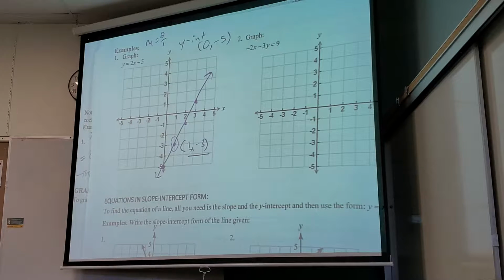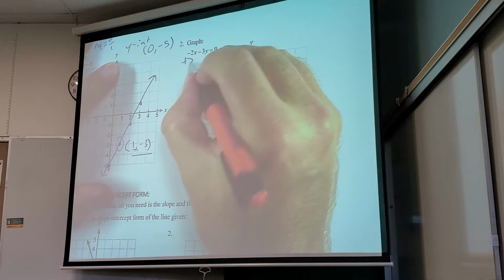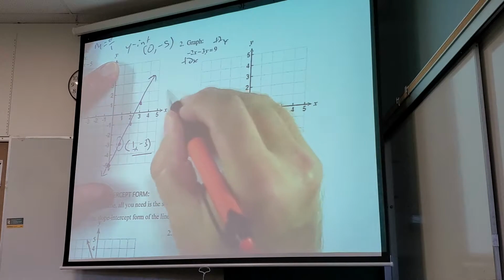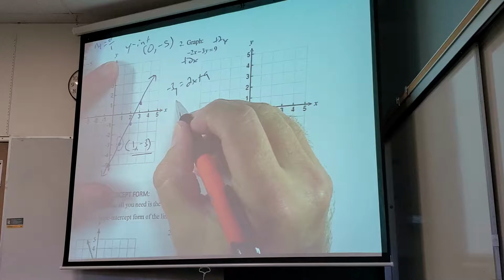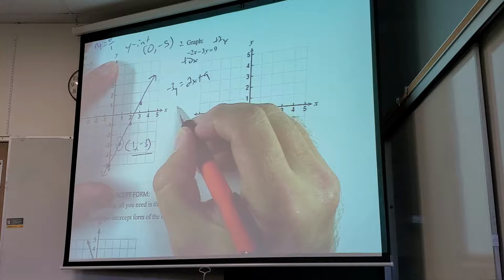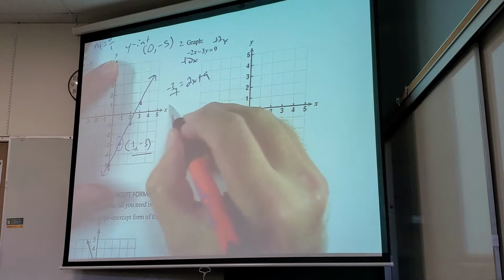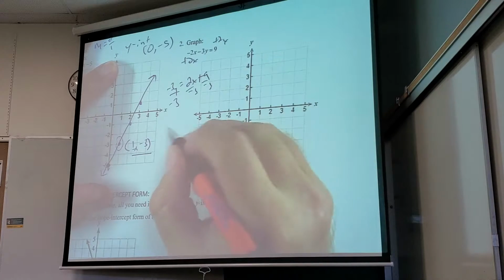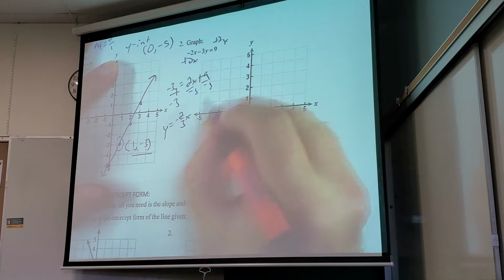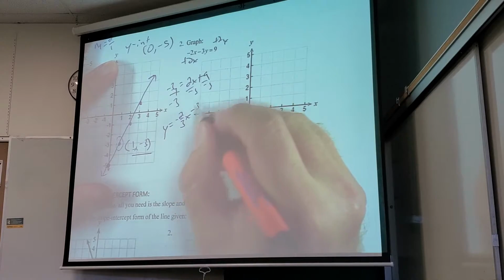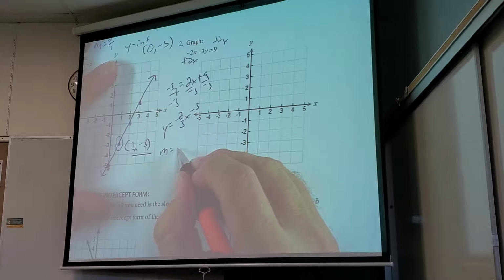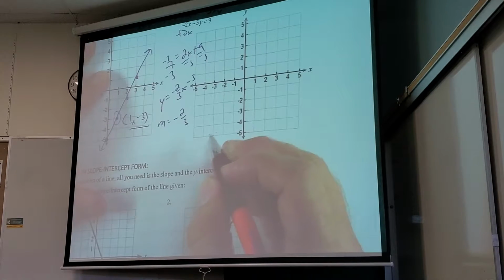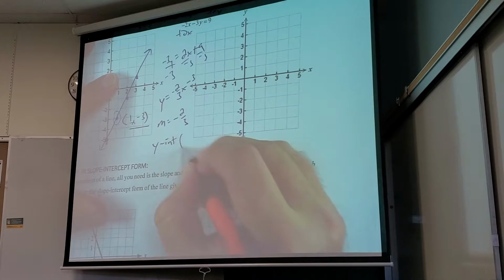Kick ass. What do I do for number 2 first? Yeah, so add 2x, and I get -3y equals 2x plus 9. Is that right? And then divide by -3. So then I get y equals -2/3 x minus 3. Is that all right? So what do I know about this? The slope is -2/3, and the y-intercept is 0, -3.